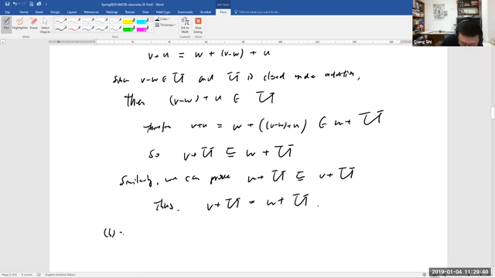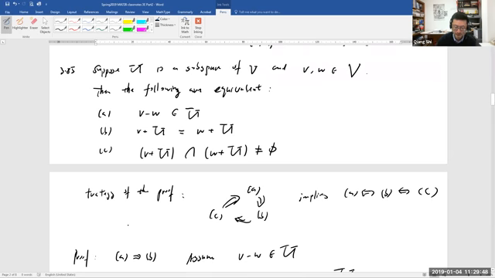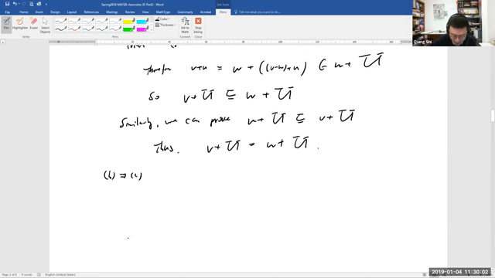So B implies C. So what is B? Let's take another look here. B is V plus U is equal to W plus U. If that is our assumption, then this intersection is just the same as either V plus U or W plus U. So of course it's not empty. So then this is obvious.